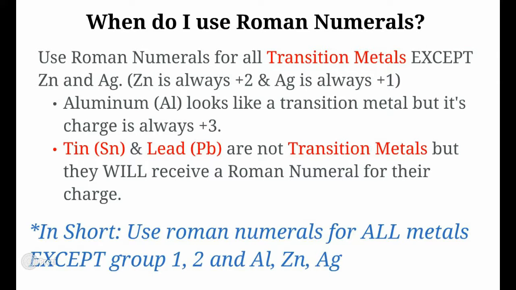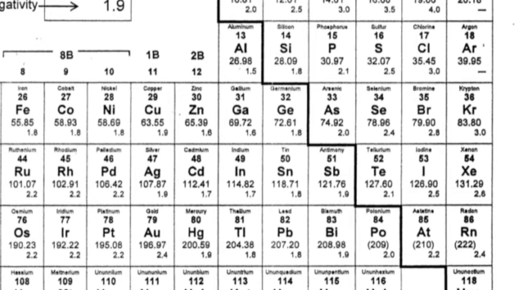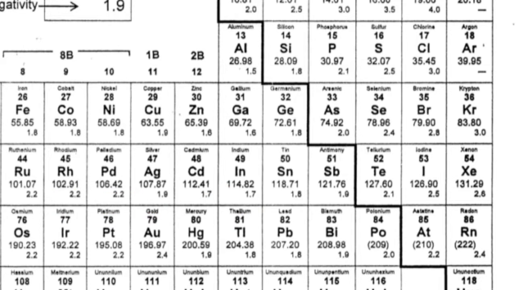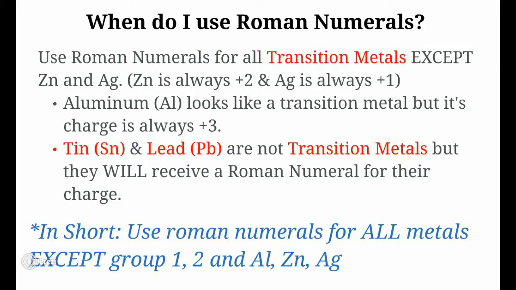Now, here comes the question. Well, tin and lead. Okay, well, they're over here in carbon's family. We treat them like transition metals. I know that's confusing. But yes, they get a charge. Most of the time it's either +2 or +4. I'm sorry, but that's how it has to be.